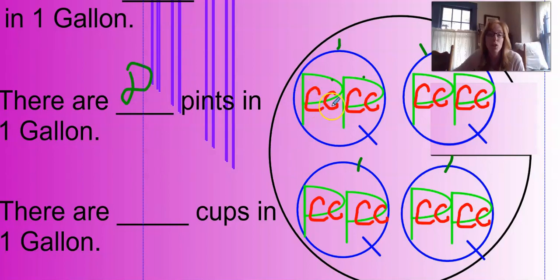Or you could do, we had 1, 2, 3, 4. And then 4 plus 4 is 8. And then 8 plus 4 is 12. And then 12 plus 4 is 16. So hopefully you came up with 16 cups.